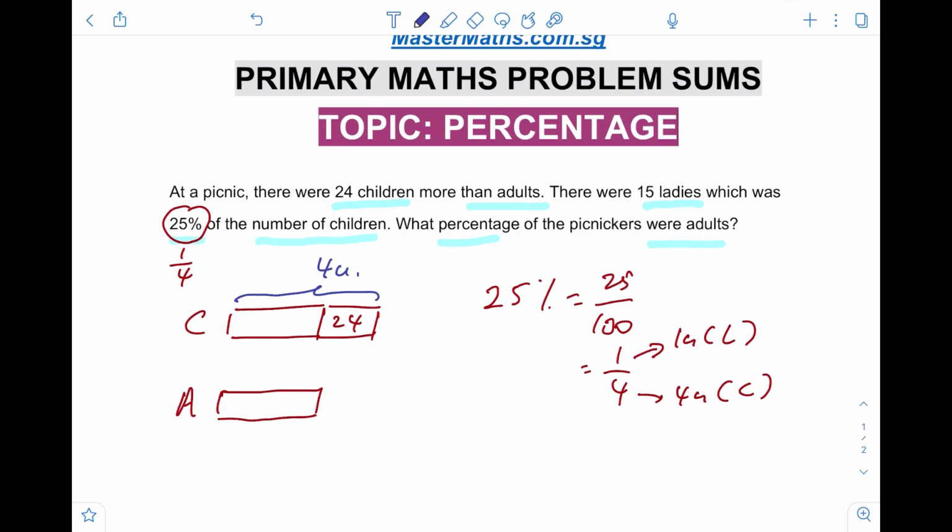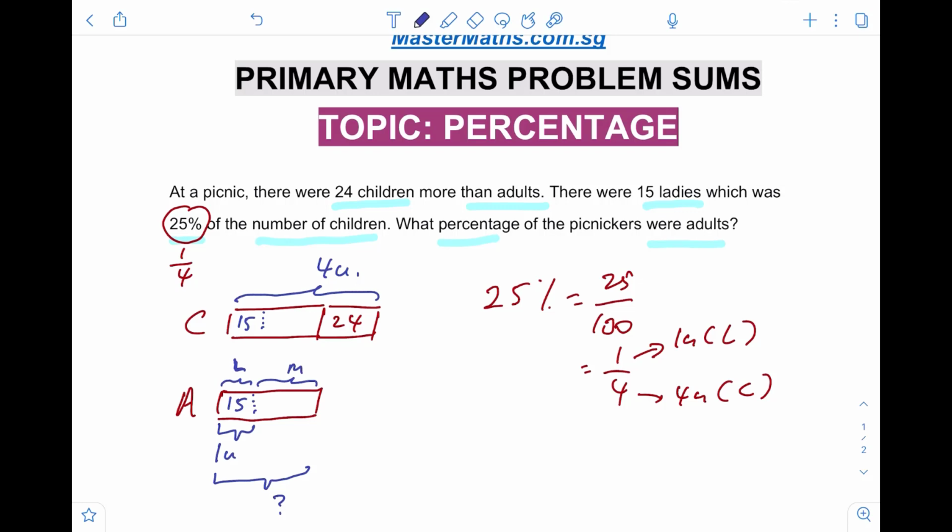And for the adults, there's ladies and there's gentlemen. So ladies will make up 1 unit. So I'm just going to put here 15 ladies, and this represents 1 unit. If you trace upwards, this is 15 as well. So if this is the ladies, L for ladies, then this would be the gentlemen. The question wants you to find how many adults were there, question mark.